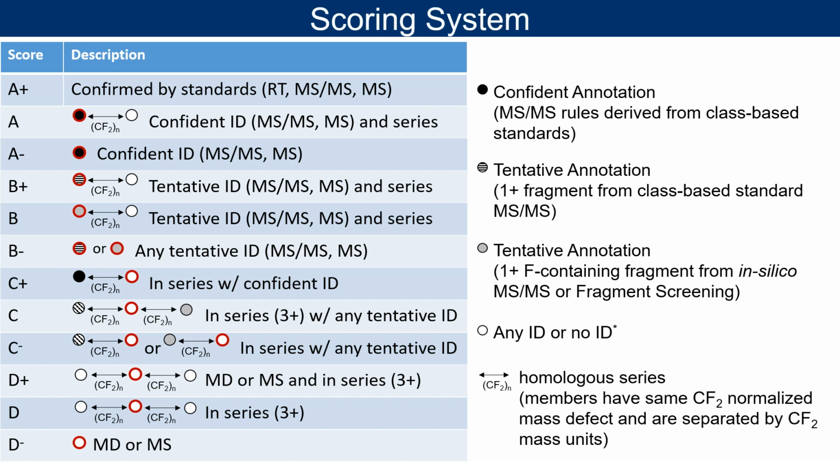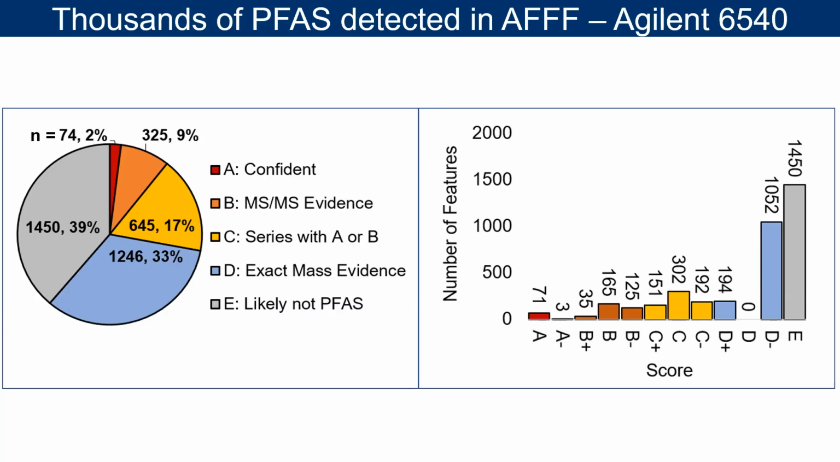D's, on the other hand, are solely exact mass matches. They might fall into homologous series with one another, but there's no MSMS evidence to go off of, but they may be PFAS. And E's are those that don't have any evidence related to PFAS and are unlikely to be PFAS, and so can be screened out for further validation. So for example, here's the breakdown of some of the scores for an AFFF sample run on an Agilent 6540.